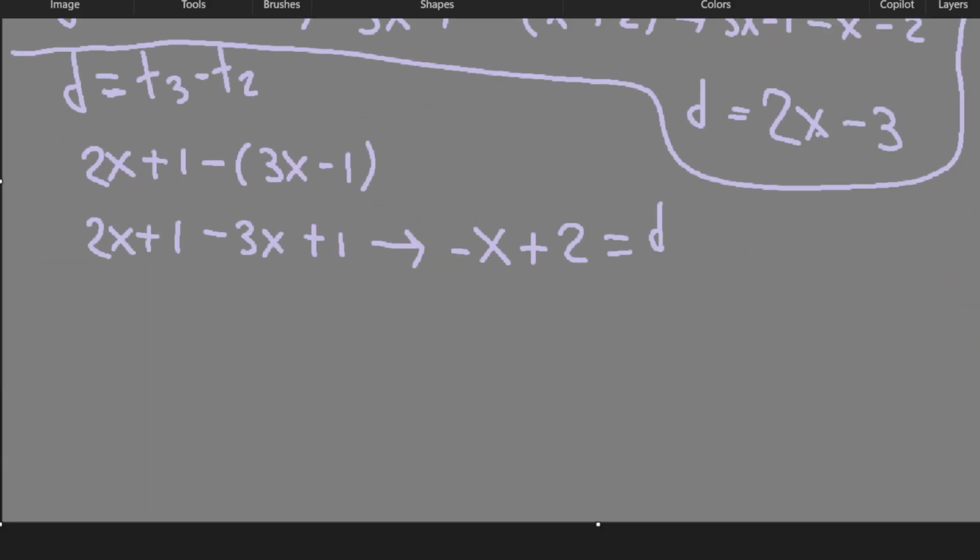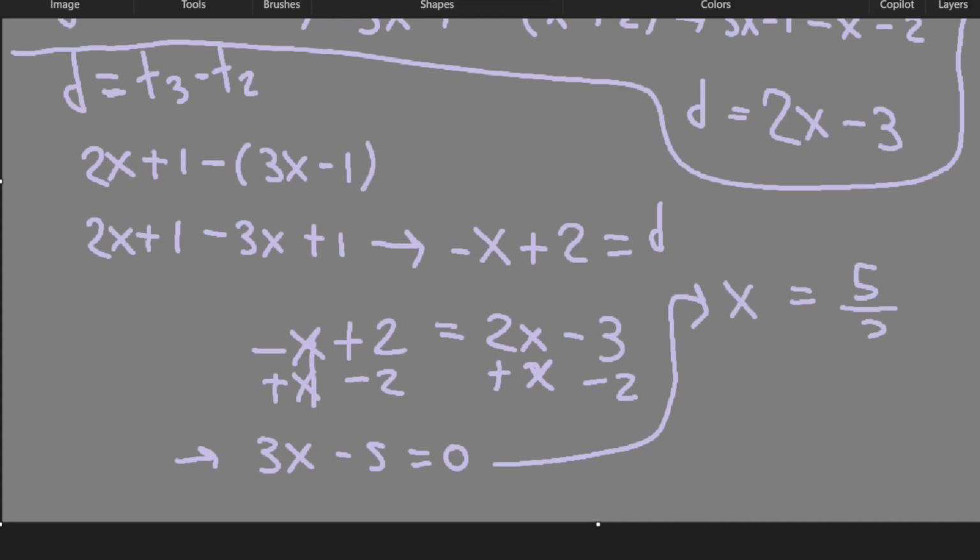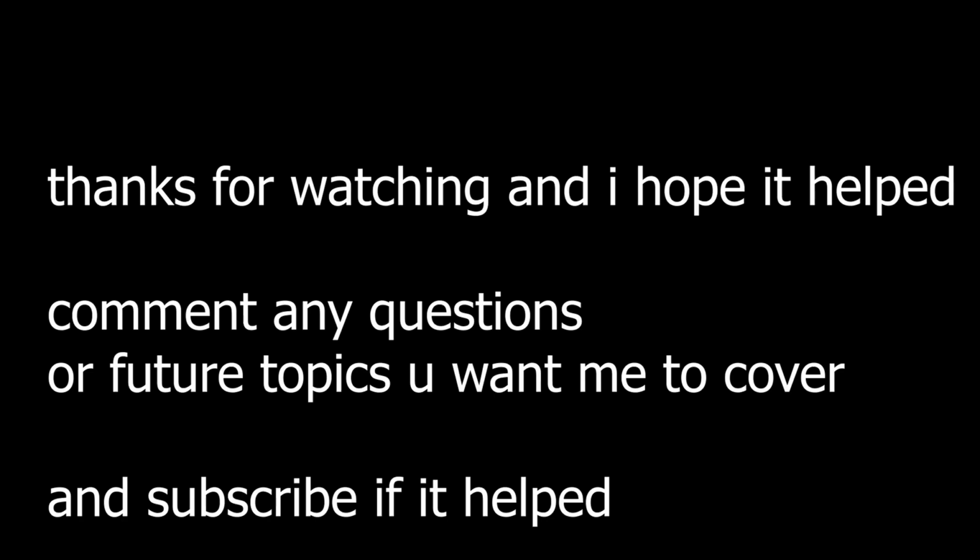So if this equals d and this equals d, then these are equal to each other. So we can equate them to each other. Plus x, minus 2, minus 2. You get 3x minus 5 is equal to 0. Once you solve for x, you get that x is equal to 5 over 3.